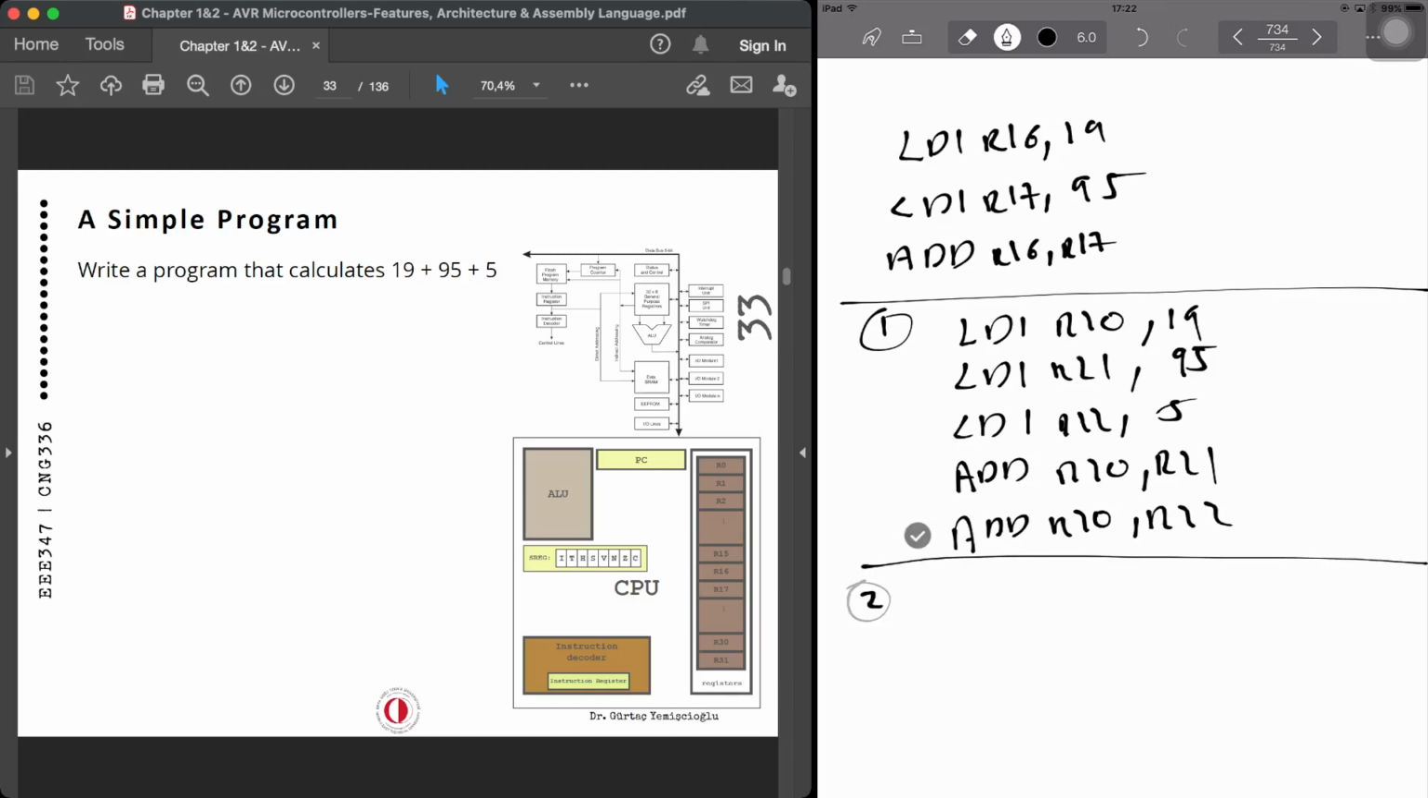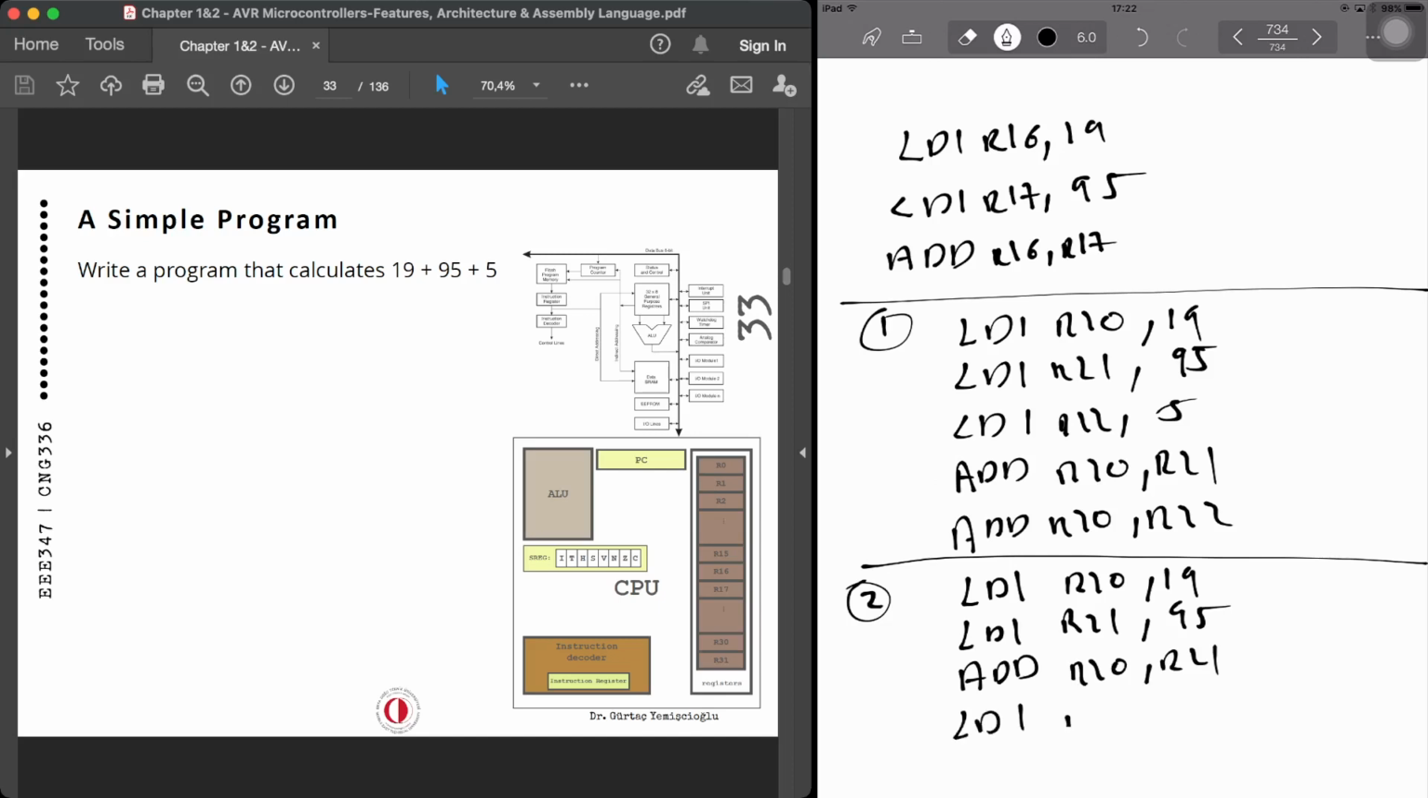The second way of doing this, if you are desperate about the registers, that you have to use a lot of those and you have a limited number left, is to say LDI R20, 19, LDI R21, 95. Then we perform the operation add R20, R21. Then I define the new value 5 into R21 because I already used that value. And I just do another add operation by saying add R20, R21. So rather than using 3 different registers, I just use 2 different registers. So if you are limited with the number of registers, then you can use this method.